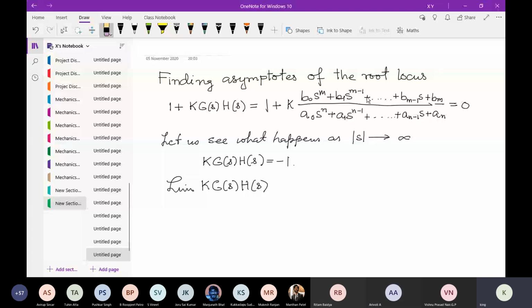Just a moment, my pen is not working. Oh, okay. Yeah. So this is what we are dealing with, right? We had a KGS out here, and the feedback. So this is what is going to give me 1 plus K GS HS in the denominator.